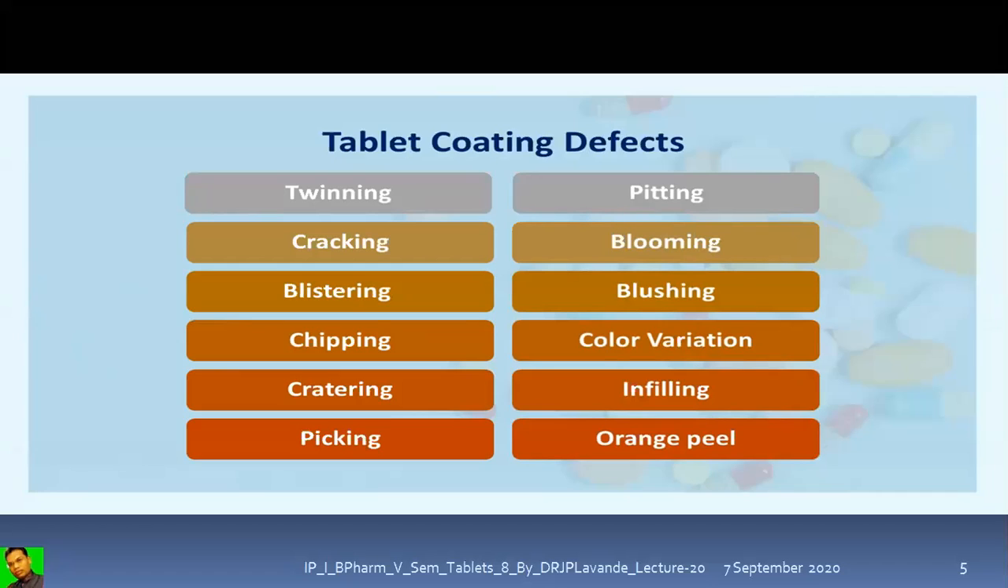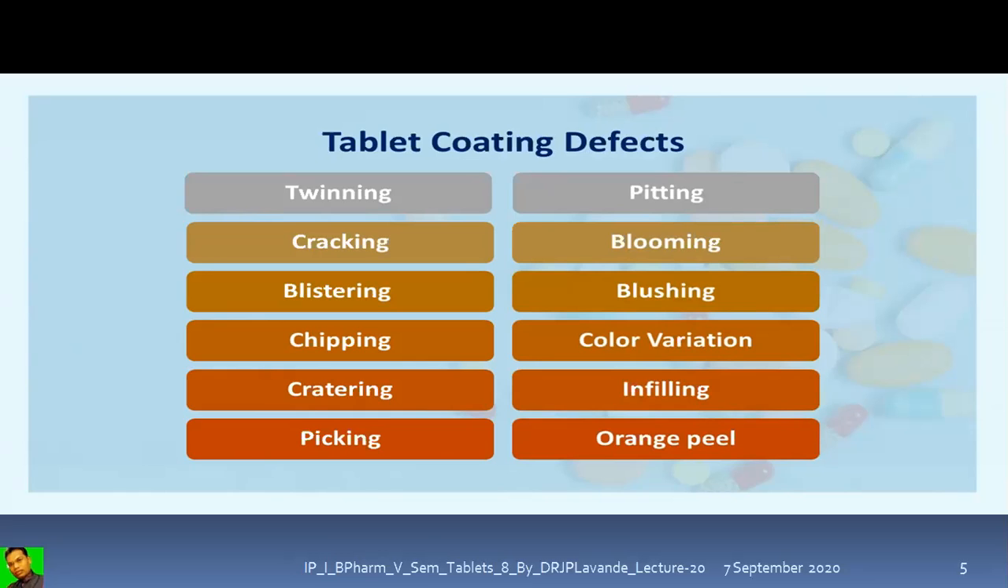Now, when we are giving all these coatings, the process of coating is not a perfect phenomenon. Some errors and defects are there. And what are these defects? We already saw a few of them in our previous lecture. The defects that occur during the process of coating are twinning, cracking, blistering, chipping, cratering, picking, pitting, blushing, blooming, color variation, infilling, and orange peel.